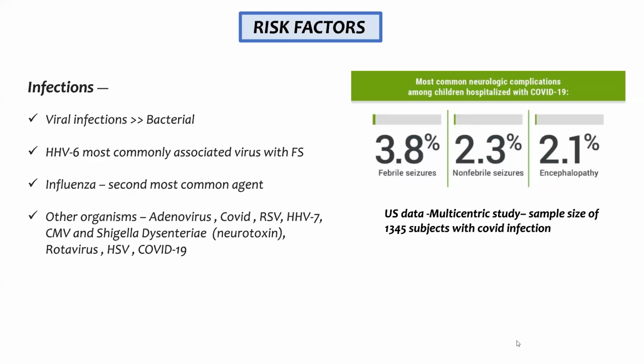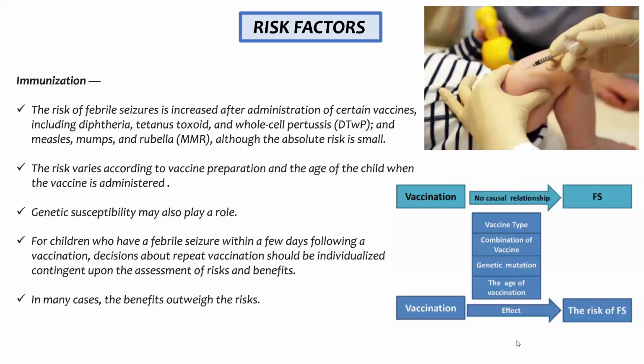But in the current context, COVID also has been associated with a lot of febrile seizures. There was a multicentric study which was conducted, a US-based study. It actually showed that the most common neurological complication of COVID-19 associated neurological morbidity is febrile seizures. So apart from viral infections like HHV6 and influenza, you have other viruses like adenovirus, respiratory syncytial virus, HHV7, and even bacterial infections like Shigella dysentery, etc.